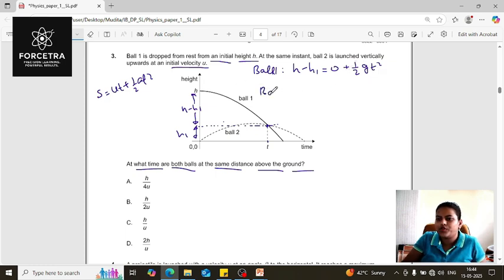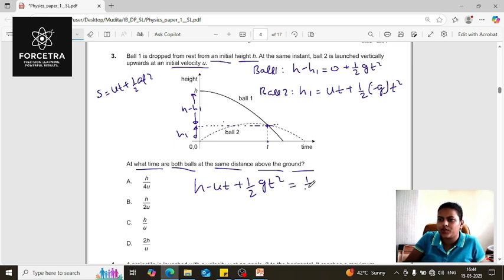And for ball 2, the vertical distance it is covering is h1, and the initial velocity is u, so ut plus half at square. The acceleration is in the opposite direction, so that's why it is negative, minus half g t square. So just substitute the h1 value in this equation and we can find h minus ut minus half gt square.